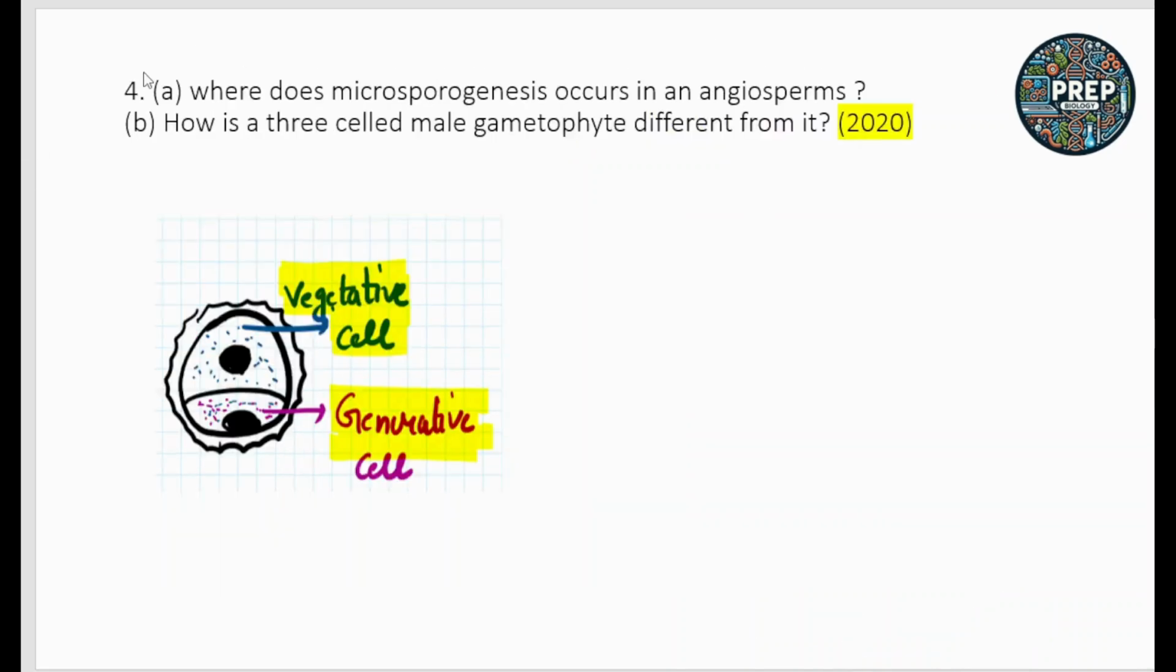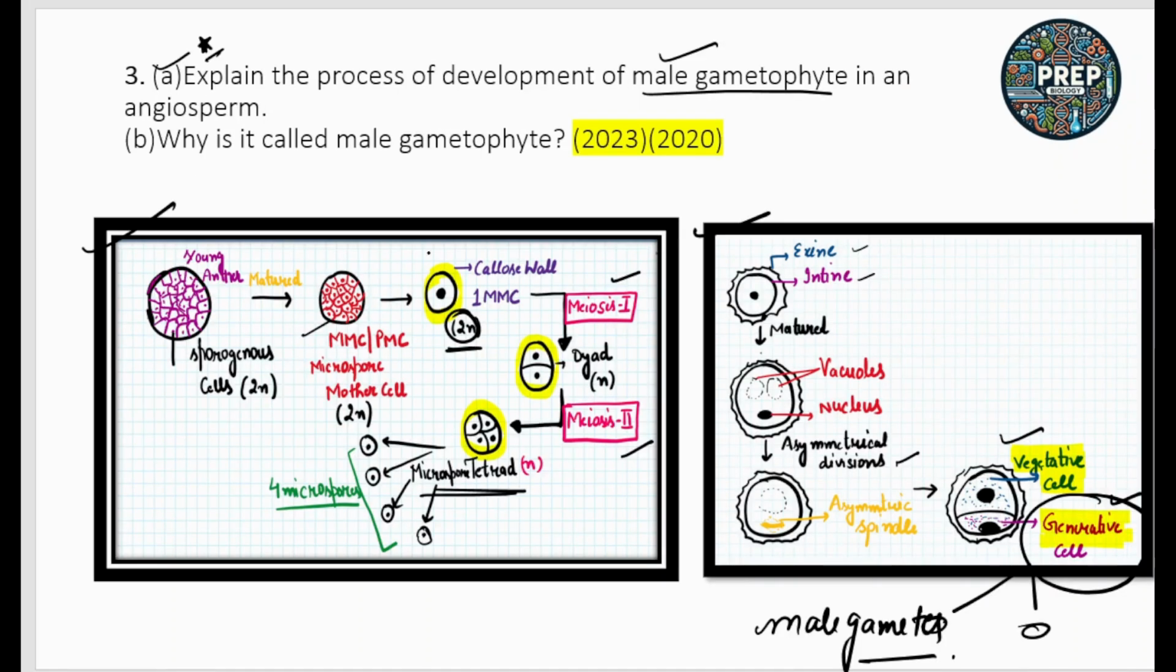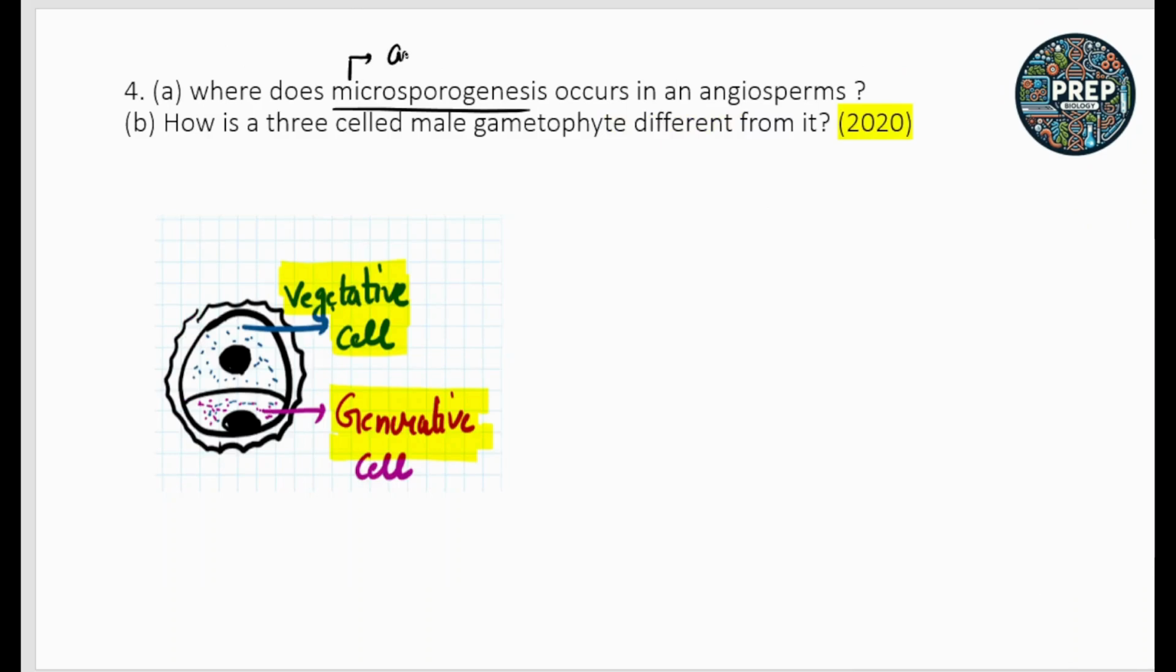Next question is: where does microsporogenesis occur in an organism? We know that this is microsporogenesis, where the microspores are formed. These are formed in the anther of a flower. How is a three-celled male gametophyte different from it? We know that there are two kinds of male gametophyte, that is the two-celled male gametophyte and the three-celled male gametophyte.